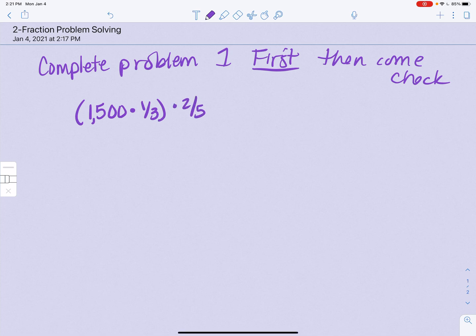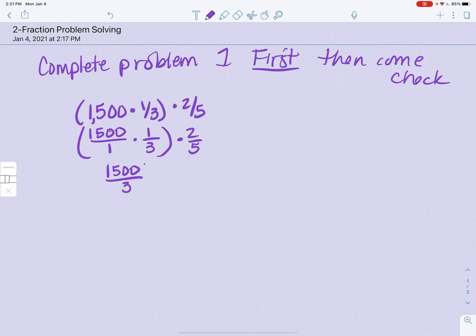Okay, so we have to deal with our PEMDAS, what's in the parentheses first. Well, this is 1,500 over 1 times 1/3. That is step 1. We're dealing with the parentheses. And I'm just bringing down my 2/5 because I can't do anything with it. Now we're going to solve what is inside the parentheses by multiplying across the top. 1,500 over 3. Bringing down the 2/5 because it hasn't changed.